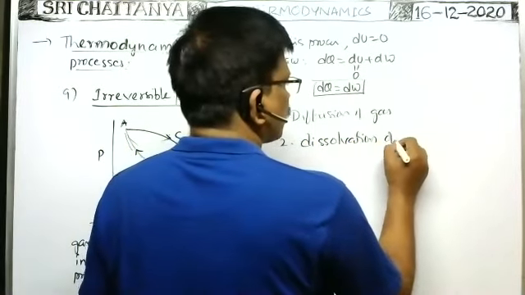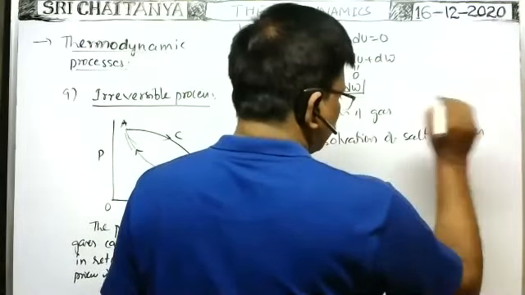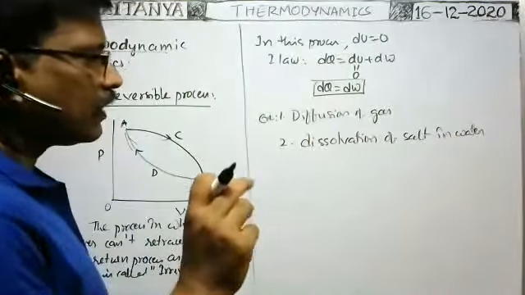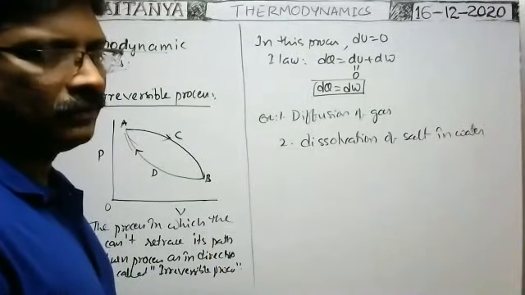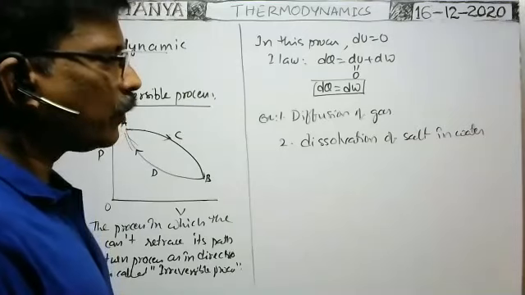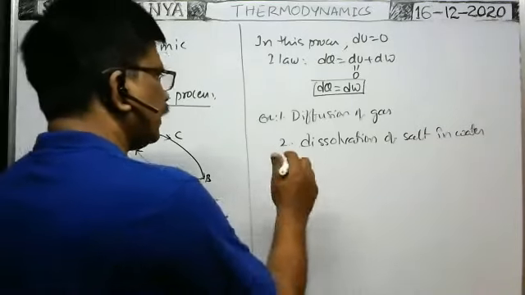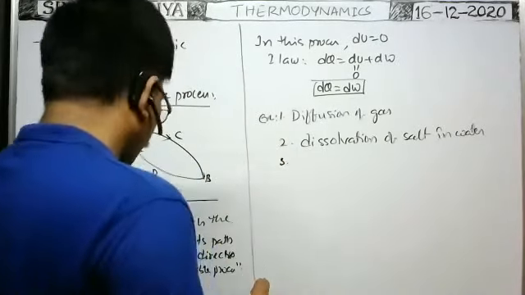Dissolution of salt in water. When you mix salt in water, it dissolves directly without supplying any heat energy. It is not possible to obtain the salt back from the water. That's why it is also an irreversible process.